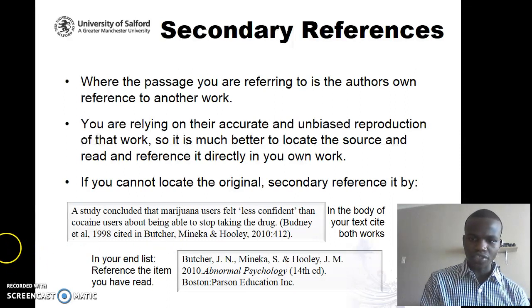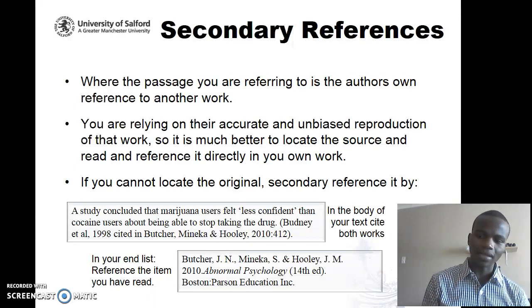If you cannot locate the original, secondary reference it by citing both works in your text. Right, guys. Another thing that you need to know, when we reference, we have acronyms. For example, et al. This shows that in that particular book there are more than 2 authors. For example, Nkosi and Hlatshwayo et al. That means in that book there are more than 2 authors. Right, guys?